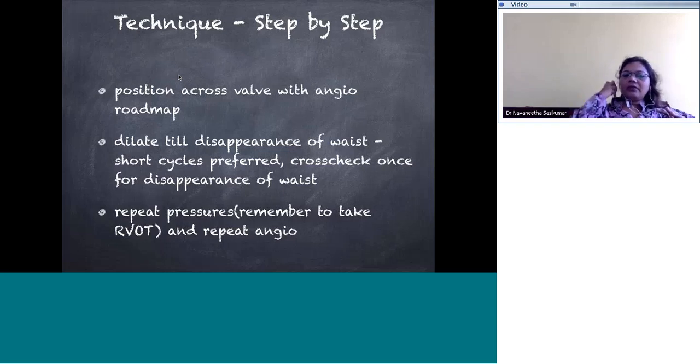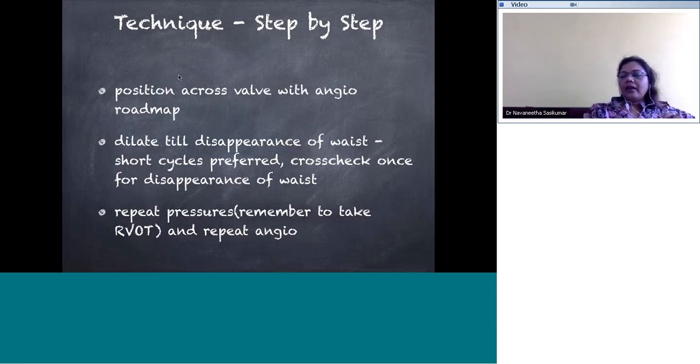So once you are done with this, you take the balloon out and then you can repeat pressures and repeat an angiogram. Essentially, when you take the pressures, after documenting the wedge and the PA pressure, you should take a pressure in the right ventricular outflow tract just below the pulmonary valve and then in the body of the RV also, because that will help you realize whether there is an infundibular gradient or not, because this is one of the issues that we have to deal with when we dilate pulmonary valves.